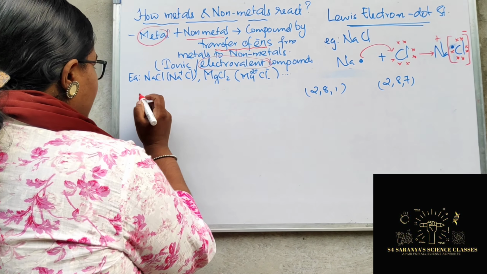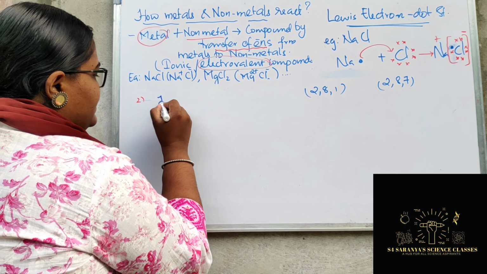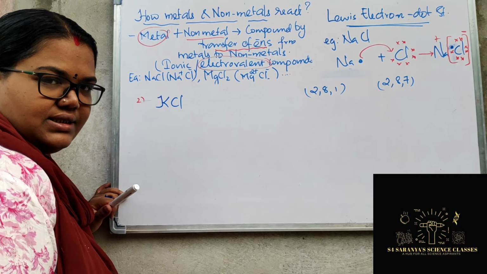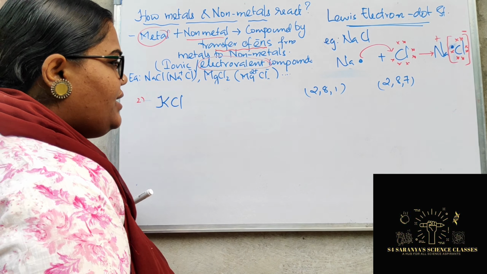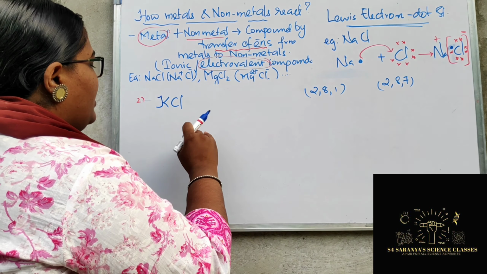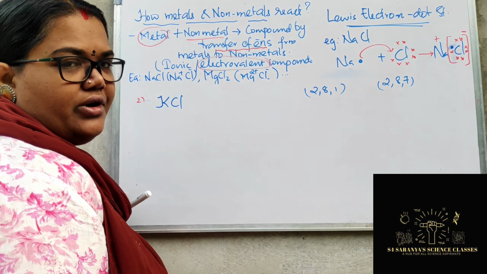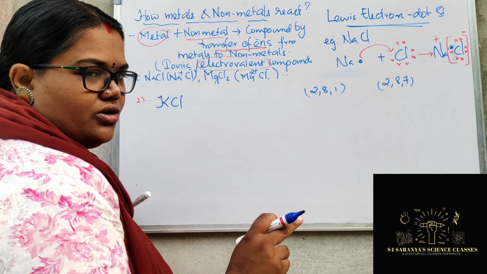Another example, I will take the example of KCl. Here also it is an ionic compound, right? So for KCl, you can see what the electron configuration is. Here also you can see that the outermost shell has only 1 electron.